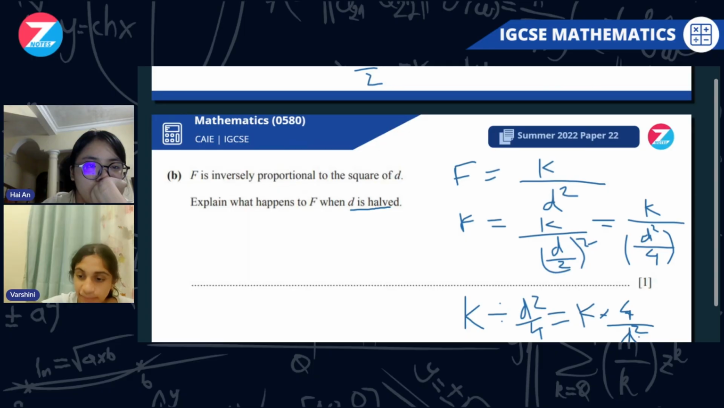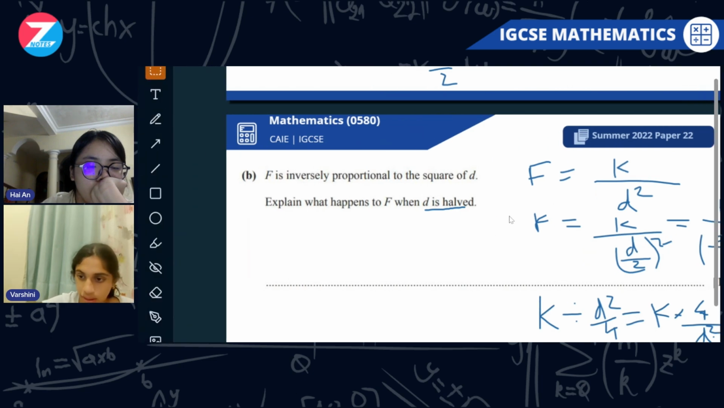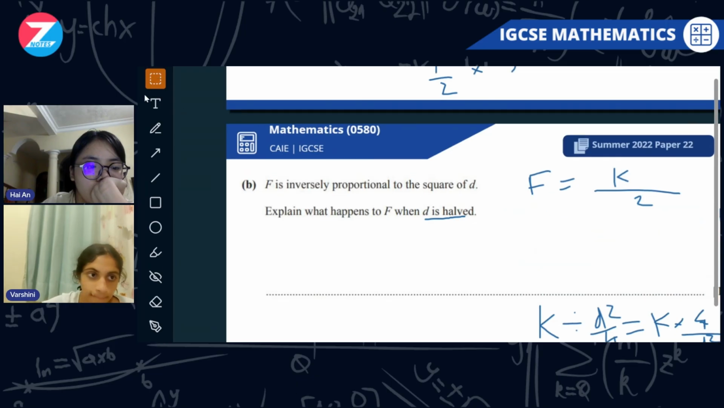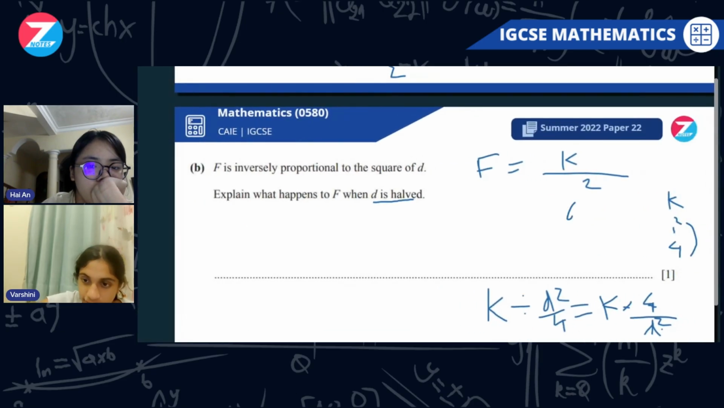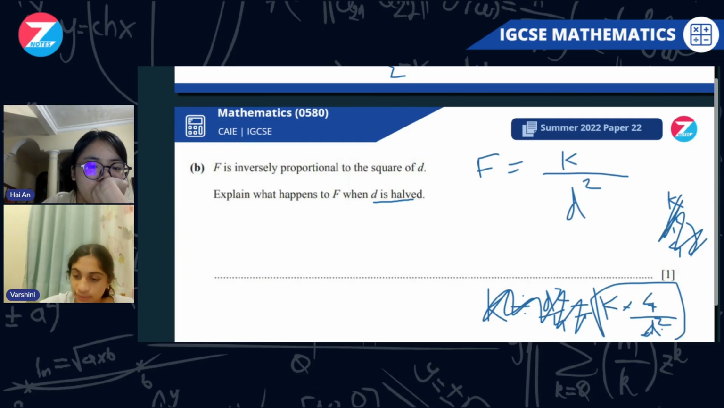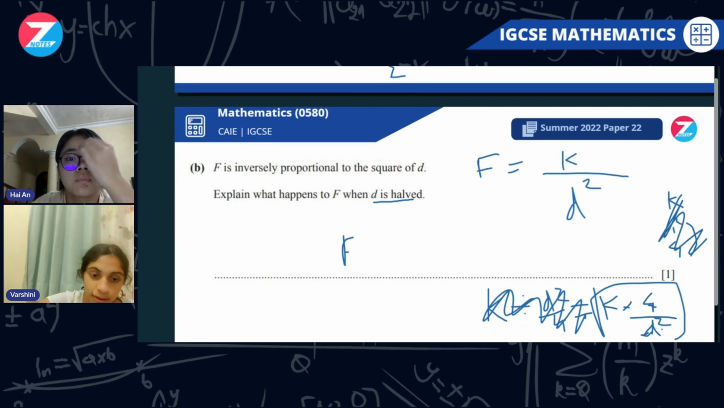And we can clearly see that it's the same thing as k by d squared, except, when we compare what we have here, k times 4 by d squared and k by d squared, we can see that the only difference is this new value is getting multiplied by 4. So we can say that f will be multiplied by 4.